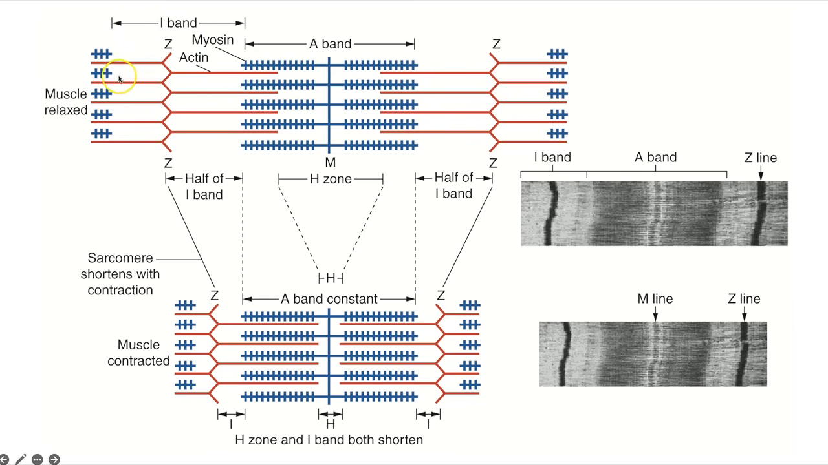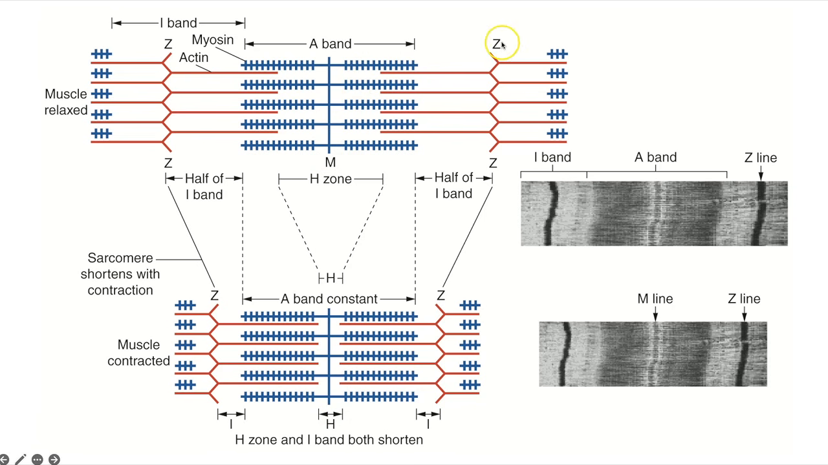The I band is where you just have actin by itself, not overlapped with any myosin. And when a muscle contracts, that I band gets shorter because the actin is sliding over the myosin, so you have more sections where there is an overlap. The H zone is where you just have myosin by itself with no actin in between it. And when the muscles contract, because the actin is sliding in between, you have a shorter H zone. And those are your key sections that you need to know.